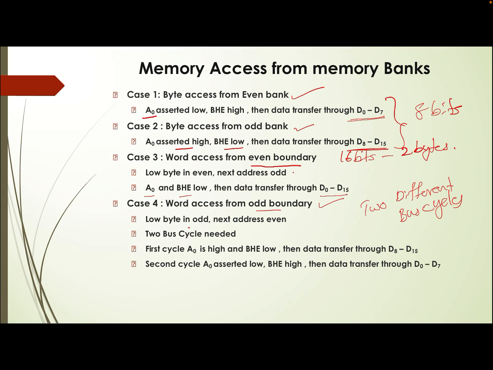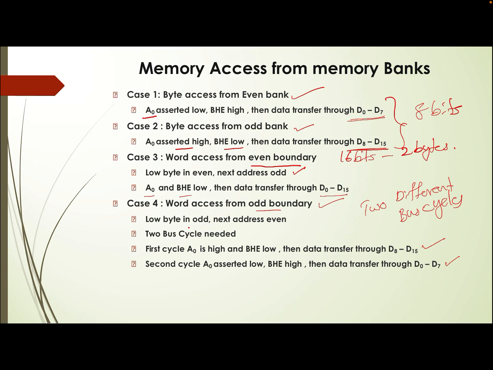In the previous example, the low byte was in the even bank and the next data was in the odd bank. So here we need the low byte first, so the data must be taken from the odd bank now. For that, in the first cycle, the odd bank is selected and data is transferred.